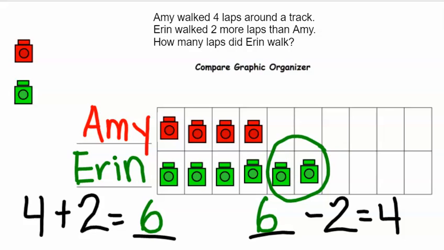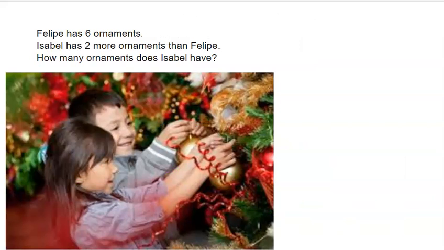Let's practice another one. So let's look here at this next problem. Felipe has some ornaments. Isabel has some more ornaments than Felipe. How many ornaments does Isabel have? What's going on in this problem? First, let's talk about ornaments. What do you do with them? That's right, you decorate a tree with them. And that's what Felipe and Isabel are doing.